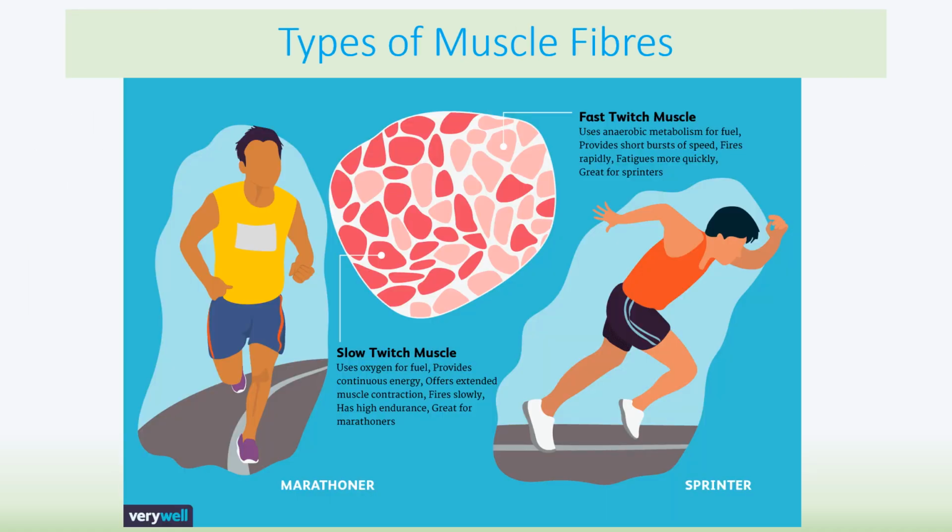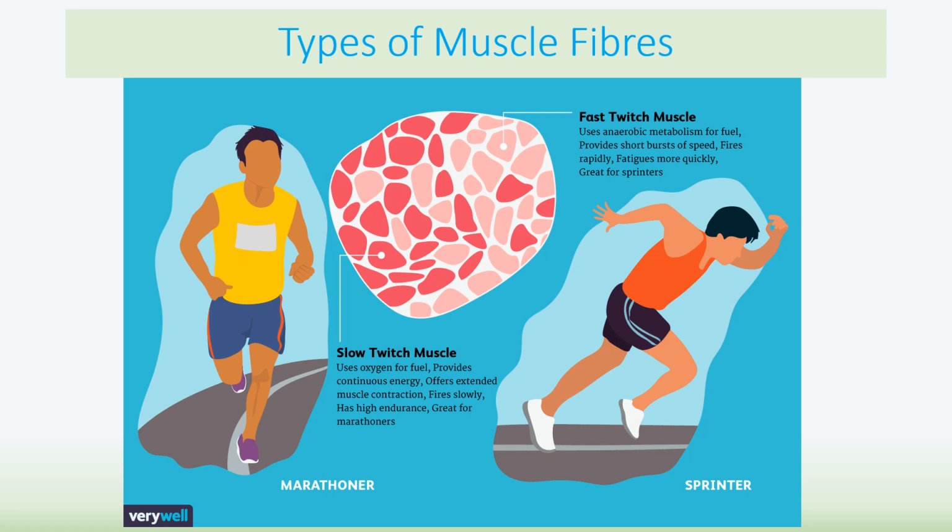So if you're a marathon runner, you would have more slow twitch muscle fibers, which use lots of oxygen for fuel because they work aerobically, providing continuous energy, offering extended muscle contraction, and basically firing slowly. Whereas if you're a sprinter, you'd have more fast twitch muscle fibers, which rely on aerobic but also anaerobic respiration for fuel, and provide short bursts of speed, but do fatigue more quickly.